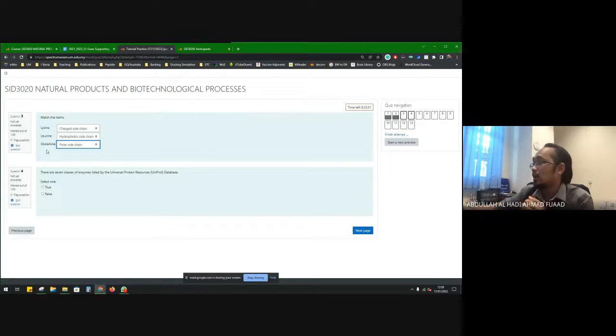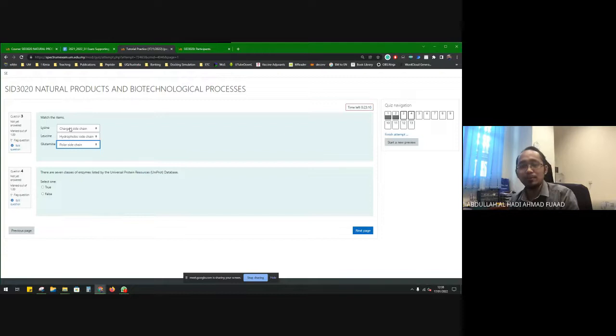Some amino acids have an indicator like this. Glutamine, it's an amine. It's an amine, so your options would be either a polar side chain or a charged side chain. Those are the two options. So that's one way to do it. If you memorize, then it's good.